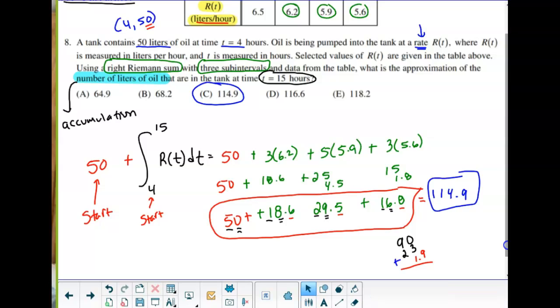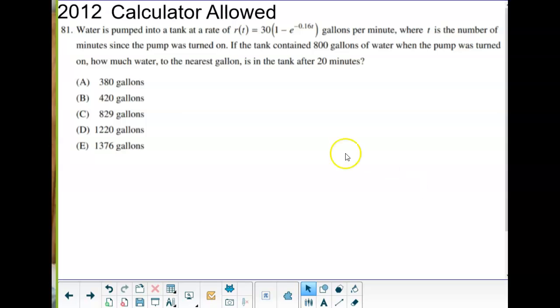You can show whatever work you needed to add those up, but the big thing is, okay, this was an accumulation problem that actually tied in the use of the right Riemann sum. So we reviewed more than just accumulation. We reviewed Riemann sums as well. Okay. All right, let's look at another one.